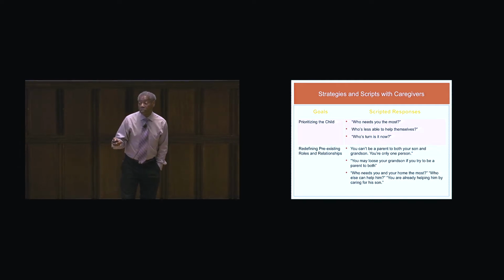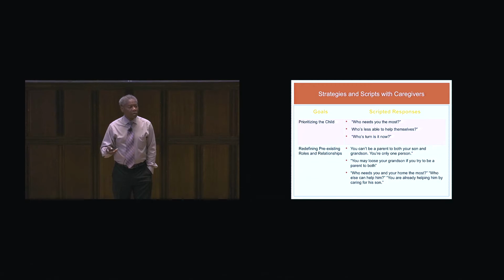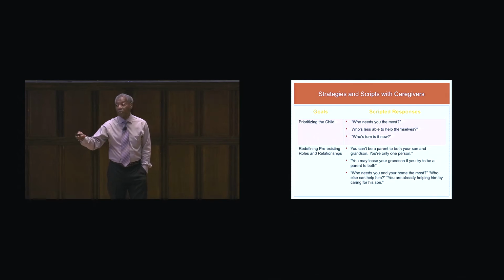Redefining roles and relationships. When you start hearing things like, well, they don't have a place to stay. I've got to let them in. They can't be on the street. Your response may need to be, you can't be a parent to both your son and your grandson. You're only one person. You've got an IEP meeting tomorrow morning. Either you're going to go to the IEP meeting or you're going to the arraignment. Which one are you going to go to? You're only one person.